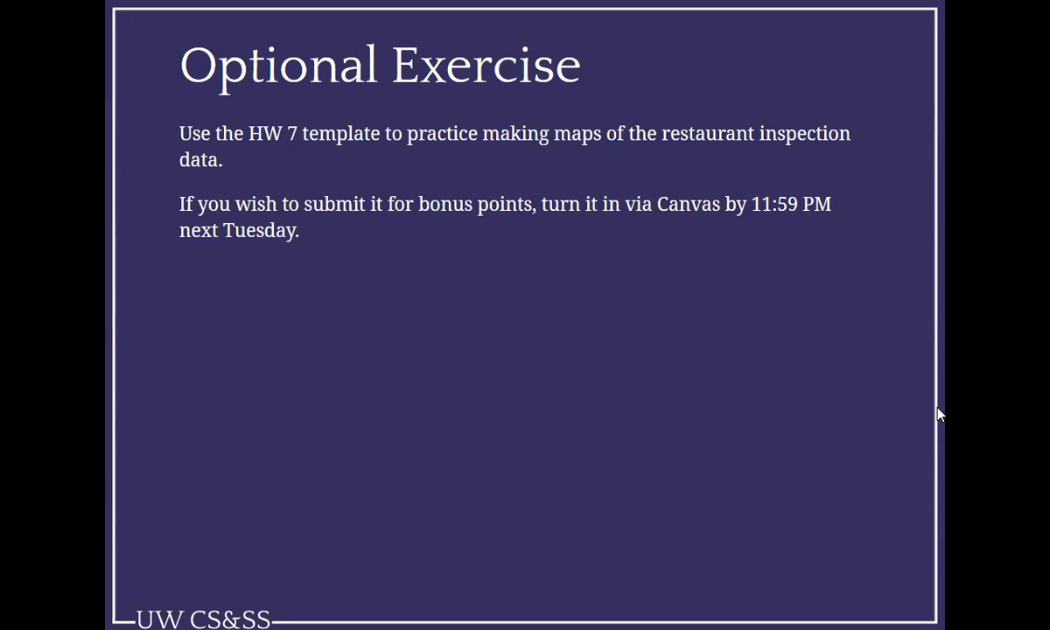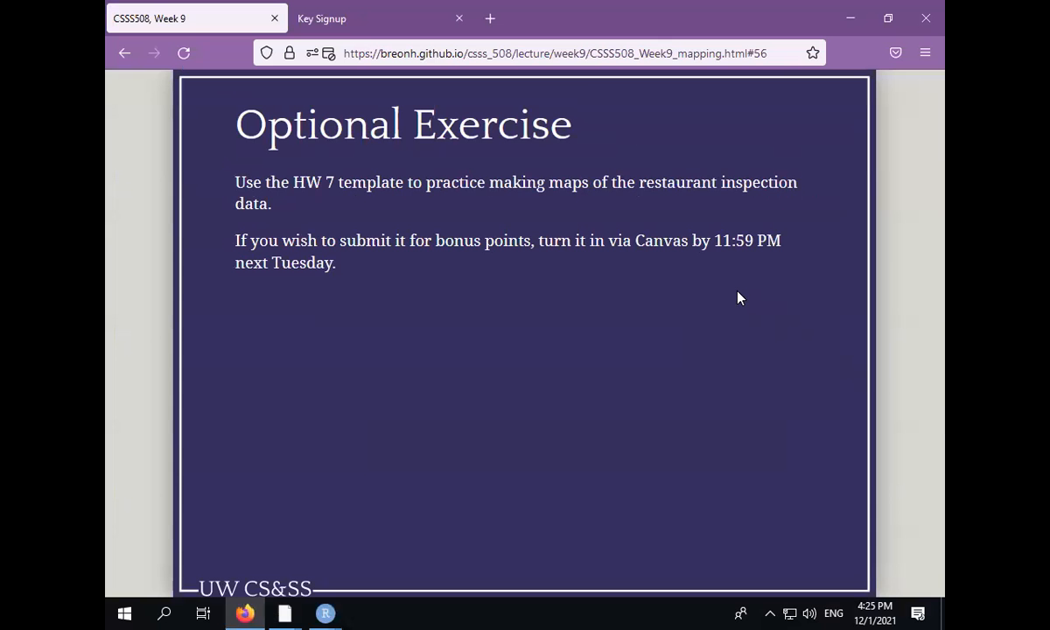There is an optional homework 7. You can use the template that is on the course webpage to practice making maps using the restaurant inspection data. If you wish to submit this for bonus points, you can turn it in by next Tuesday. I will not be assigning peer reviews for this, of course. I will grade them all. And that's it. Thank you all so much.